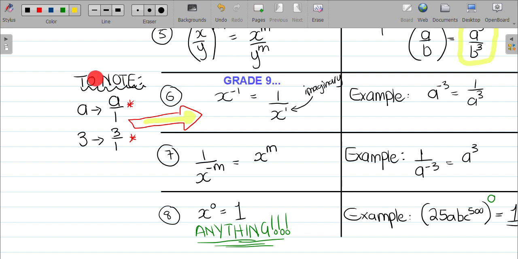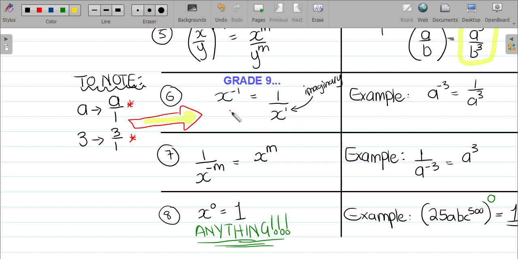But before we get there, I want us to note something. Let's have a look at this 3. If I have 3 like this, please remember that this 3 can also be written as 3 over 1. Okay, why? Because anything divided by 1 will still equal itself. 2 divided by 1 is 2. 5 divided by 1 is 5. So 3 divided by 1 is still 3. So please know that these work hand in hand. These are the same thing. Similarly, over here, a over 1 is the same as a. So, Mr. Hing, why do I need to know that?